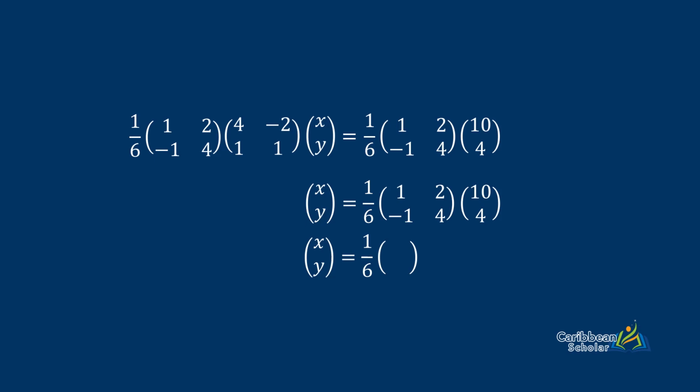So we add 1 by 10 to 2 by 4, and that gives us 18. Next, we add minus 1 by 10 to 4 by 4, and that gives us 6. Now we scalar multiply by 1/6, and we get our final matrix of 3, 1. Therefore, x is 3 and y is 1, just like we had before.